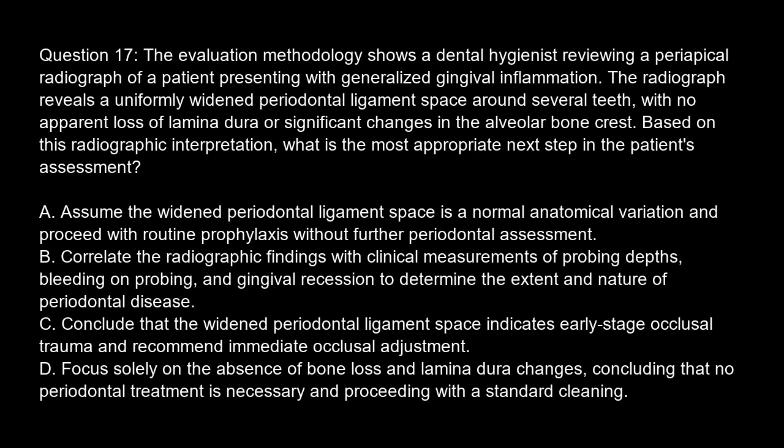Option A. Assume the widened periodontal ligament space is a normal anatomical variation and proceed with routine prophylaxis without further periodontal assessment. Option B. Correlate the radiographic findings with clinical measurements of probing depths, bleeding on probing, and gingival recession to determine the extent and nature of periodontal disease. Option C. Conclude that the widened periodontal ligament space indicates early-stage occlusal trauma and recommend immediate occlusal adjustment. Option D. Focus solely on the absence of bone loss and lamina dura changes, concluding that no periodontal treatment is necessary and proceeding with a standard cleaning.